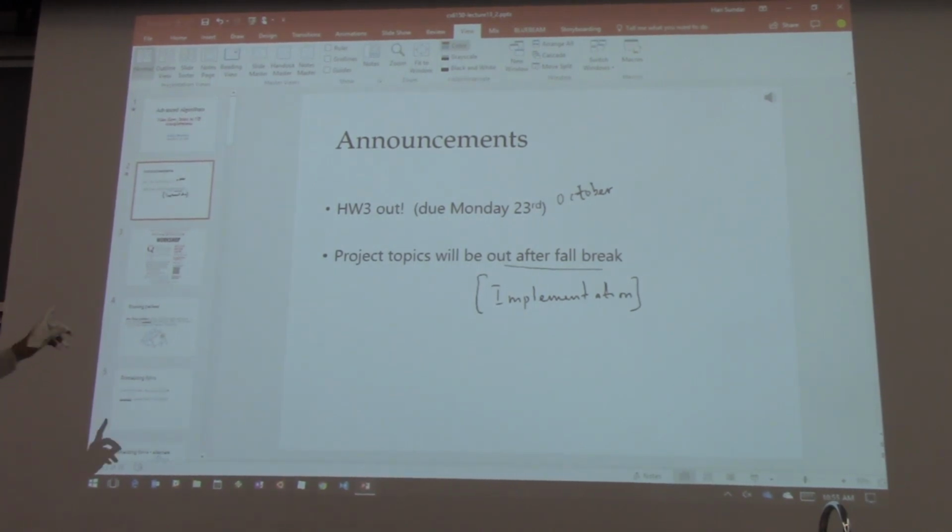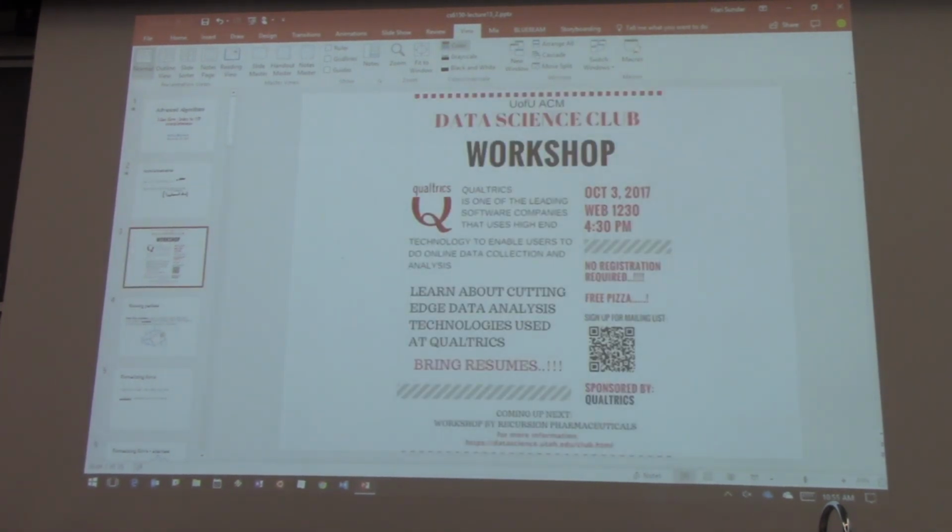All right, so that's homework 3. Another quick announcement: you should all know of the data science club. Hopefully most of you know about it already. These guys keep having workshops, and this one is by a company called Qualtrics, apparently one of the leading software companies. They have some job announcements, so it will be good if you go for some of these things, if you are looking for internships and things like this.